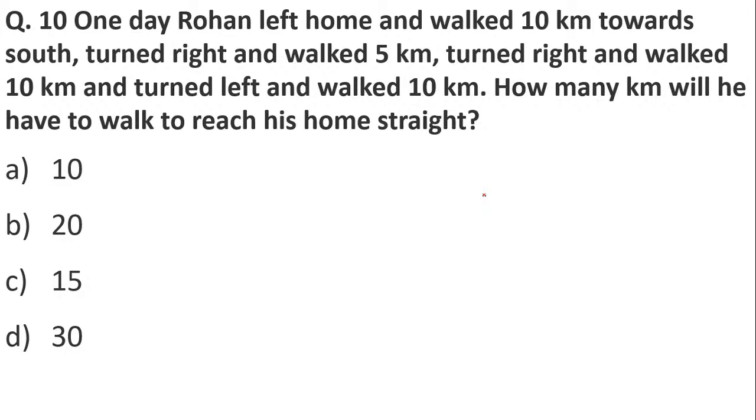So in this question, the right answer is option C, and I'll tell you why. See, Rohan left home and walked 10 kilometers. So this much is 10. Then turned right and walked 5 kilometers. So this much is 5. Then turned right and walked 10 kilometers. So this much is 10. And then took a left turn and walked 10 kilometers. So this much is 10. So if you want to go straight from here, this is home.